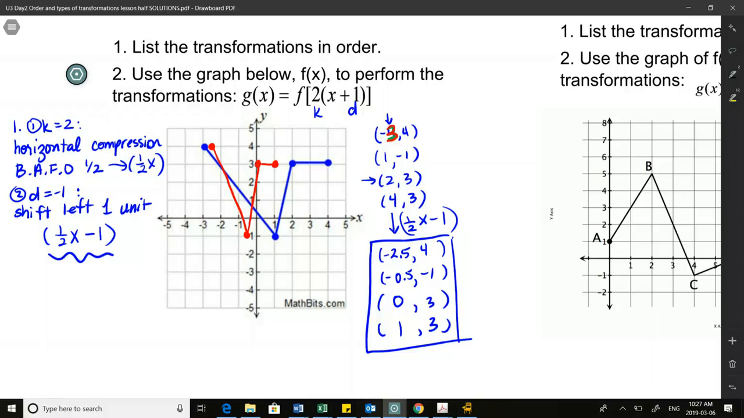Okay, use your common sense. Based on the transformations that we wrote in words, does this look like that, like it's been compressed horizontally and then shifted left 1 unit? I think that looks pretty good, right? It looks like it has been compressed like that and probably shifted over as well. So that looks good. Perfect.